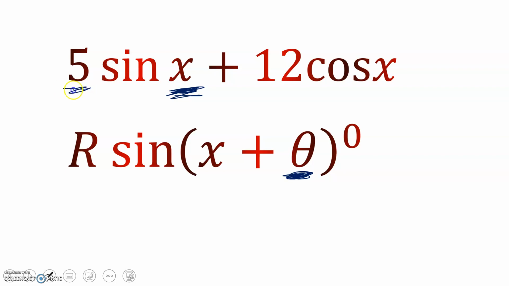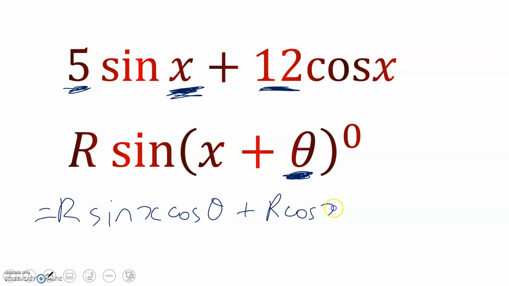And you've got coefficients of 5 and 12. So you should be spotting a 5, 12, 13 Pythagorean triple in there. Okay, so if you work through that in the same way, what do we get? Well, if we expand this out, we get r sine x cos theta plus r cos x sine theta.